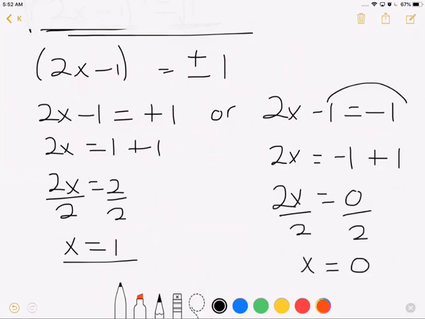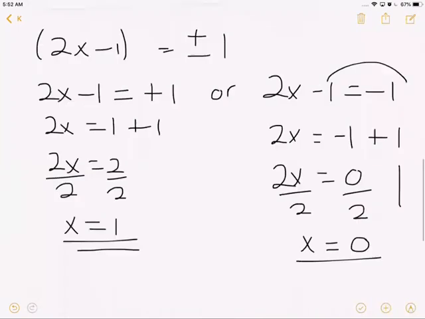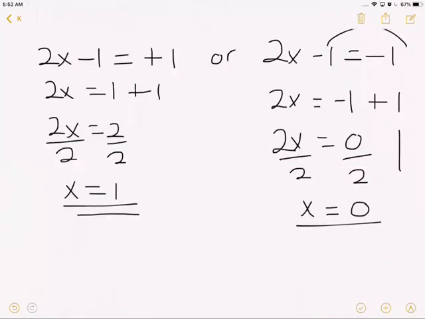So whichever method you use, you still get the same answer. You can see from the top, you also get 0 and 1. In the second one, you also get 0 and 1. So it really doesn't matter which method you want to use, as long as it gives you the answer.